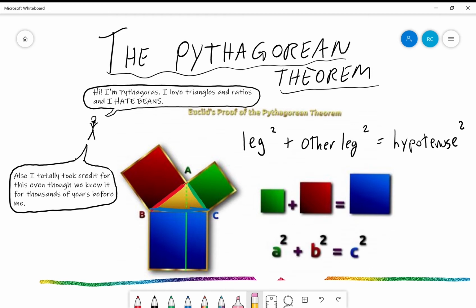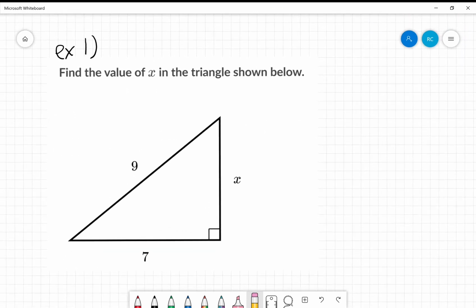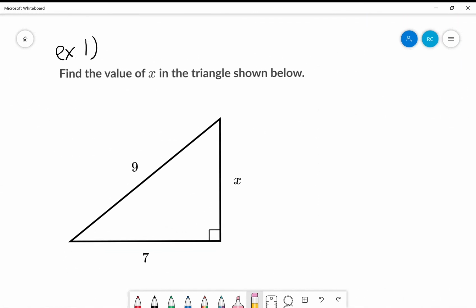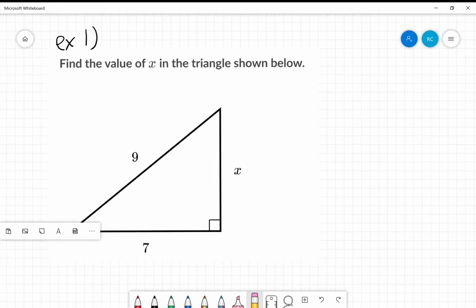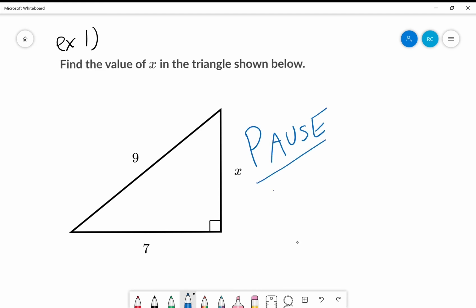Okay, so now that we know the Pythagorean theorem, we're going to get sort of comfortable with it. Let's do a few examples, starting with: find the value of x in the triangle shown below. Now, as usual, I'm going to give you a few seconds. Go ahead and pause the video really quick. See if you can find out what x is. Fair warning, you are either going to get a square root or a decimal, so make sure you keep that in mind. Give it a shot, try to solve for x. Ready, set, go.